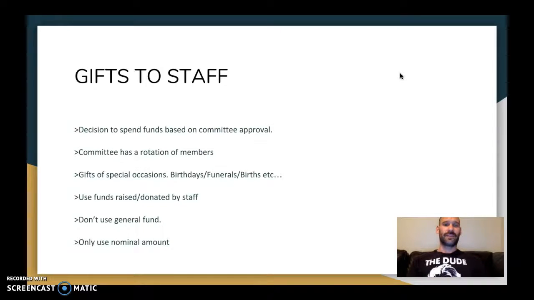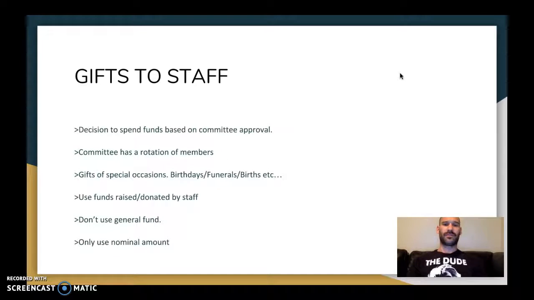When giving gifts to staff, this is something that's very important in a school district and something the administration should also be a part of and encourage their staff to take part in. The decision to spend funds should be based on committee approval. The committee has a rotation of members to safeguard against misuse of funds. The gifts should be for special occasions such as birthdays, funerals, births of babies, etc. Funds can be raised by the staff themselves or donated by the staff themselves.